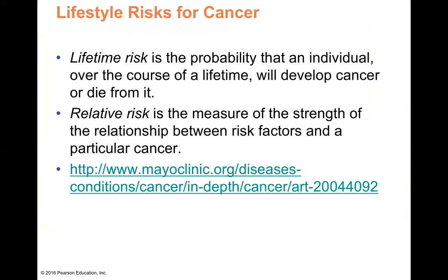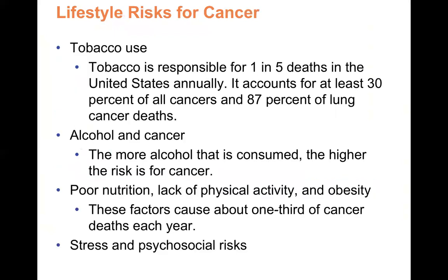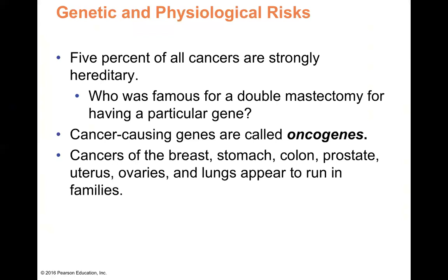So here's some things to look at. Lifetime risk. This is the probability that an individual will get that cancer over the course of a lifetime, or relative risk, whether a person has a personal risk factor for getting a particular cancer. Here's some lifestyle risks: tobacco use, alcohol and cancer, poor nutrition, and then stress. These can all lead to higher rates of cancer. Big one is tobacco use. Genetics. 5% of all cancers are strongly hereditary. So that means that like 95% of them are due to lifestyle and environment.